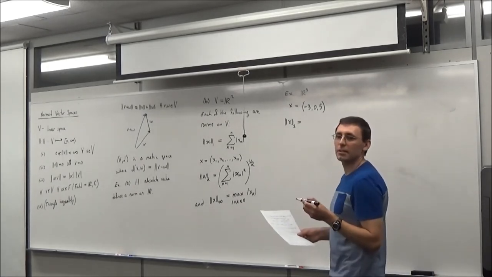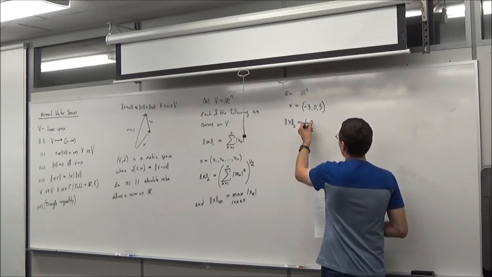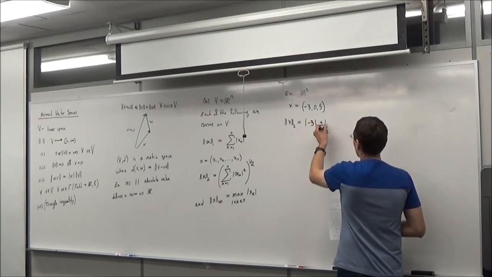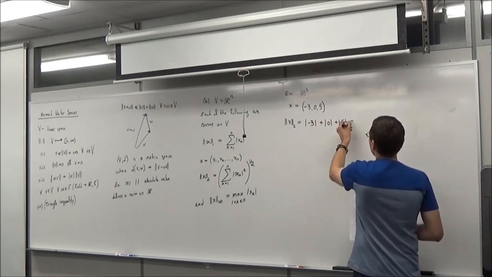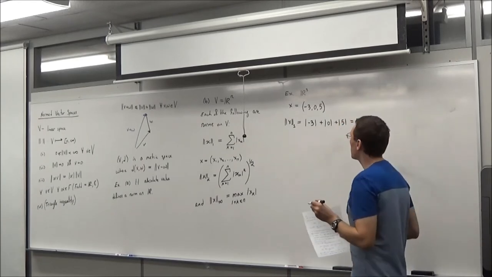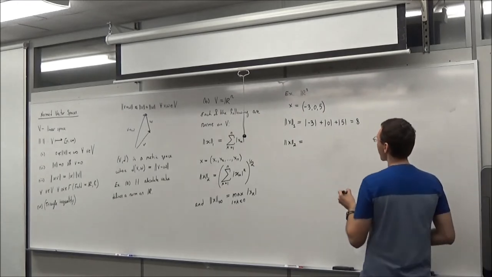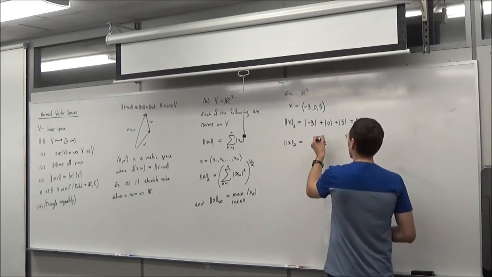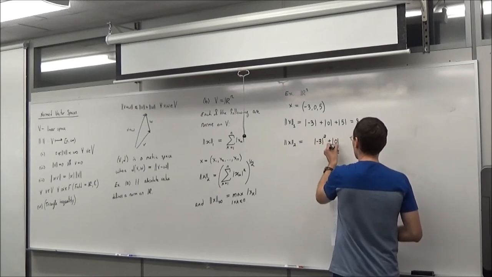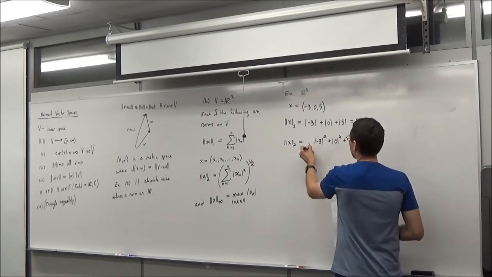8, right? Yes, 8. What you do is you take the absolute value of the first coordinate plus the absolute value of the next coordinate plus the absolute value of the last coordinate, you add it up, and you get 8. Now, let's calculate the two norm. What do you do? You take the absolute value of the first coordinate and square it, plus the absolute value of the middle coordinate squared, plus the absolute value of the last coordinate squared, and take the square root.